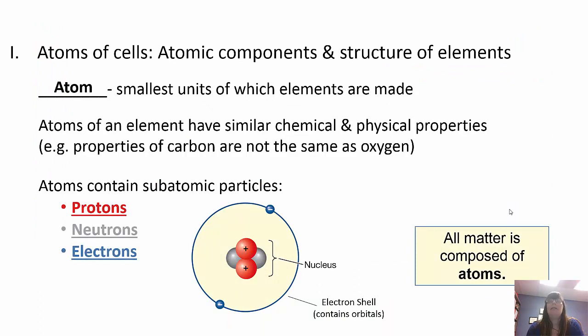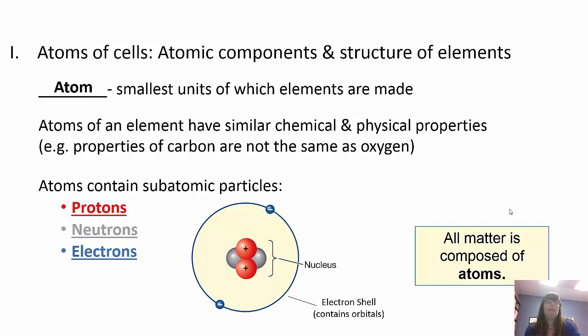So an atom is the smallest unit of an element. Atoms of an element are going to have similar chemical and physical properties. Properties of carbon are going to be different than oxygen, though. So each element is different, but the atoms of the same element are going to be the same.